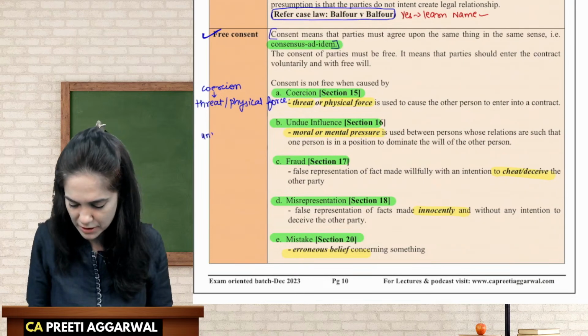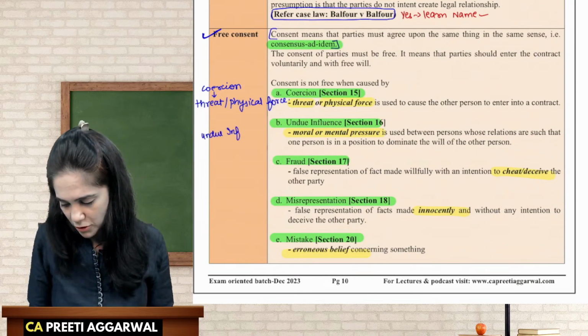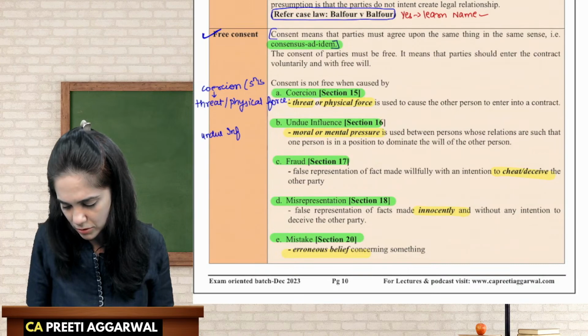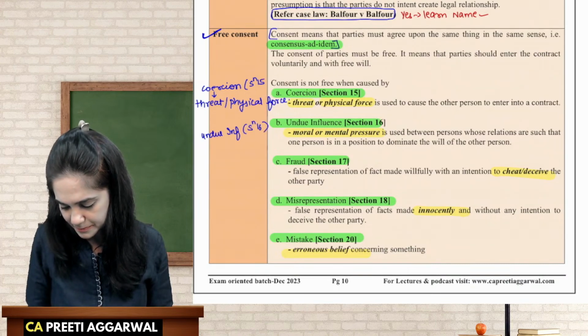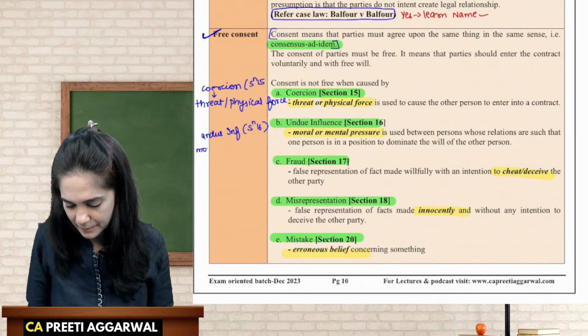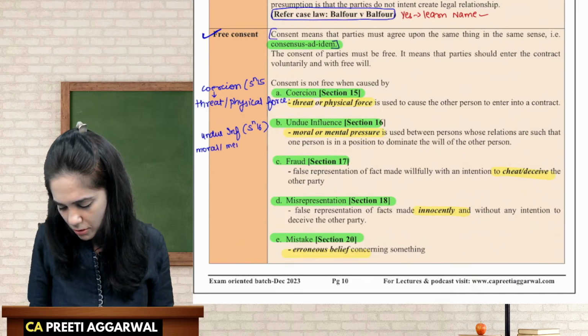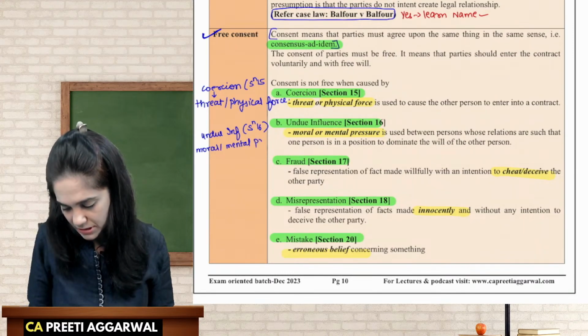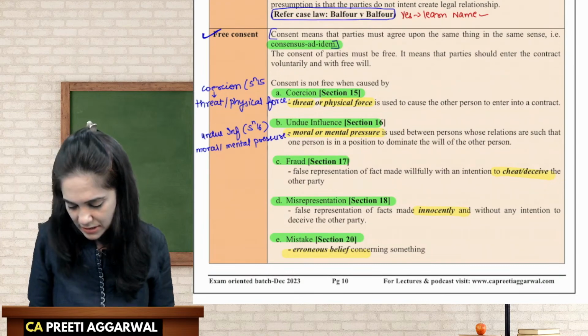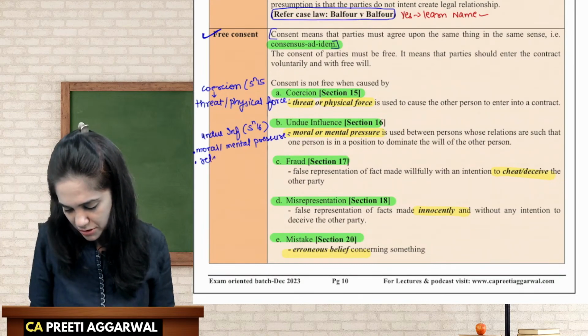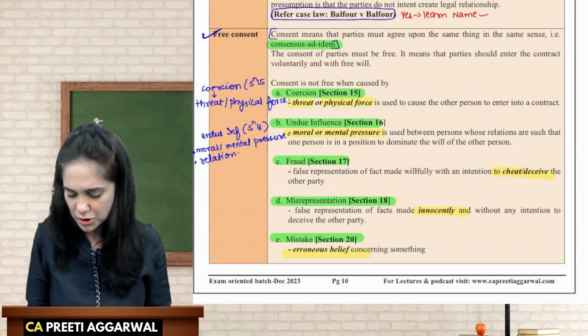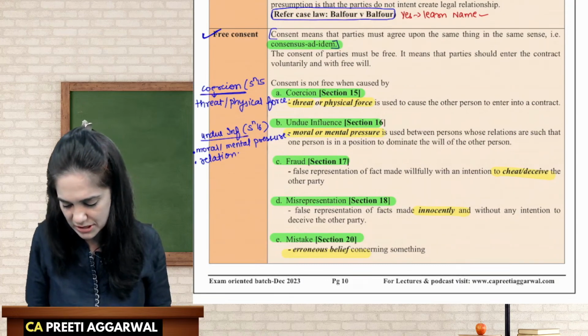In case of undue influence, if I want to revise the section, I will write the section number also. Section 15. I will write here section 16. There is some kind of moral or mental pressure. This is the keyword. There has to be some kind of relation, not blood relation, but some kind of relation. Only then we have undue influence. So these are the keywords.